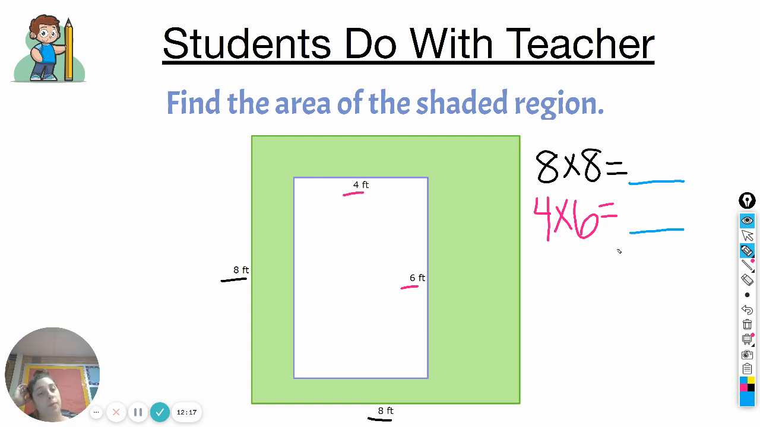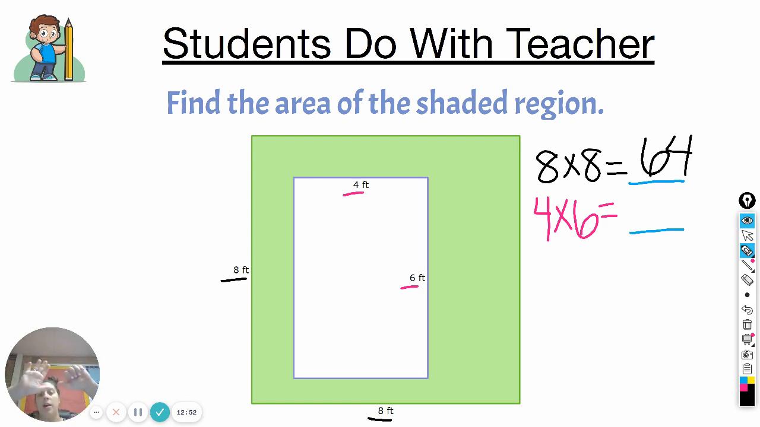Okay, so first we are solving 8 times 8, which is probably a little bit harder because we haven't counted by 8s as much as we have some of the other numbers. So we have to count by 8s 8 times: 8, 16, 24, 32, 40, 48, 56, 64. So 8 times 8 would be 64.